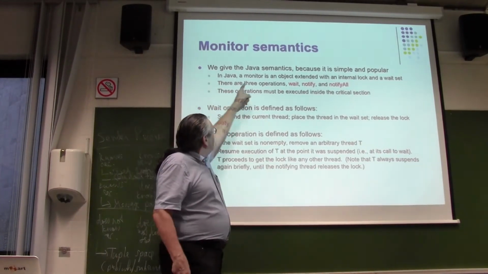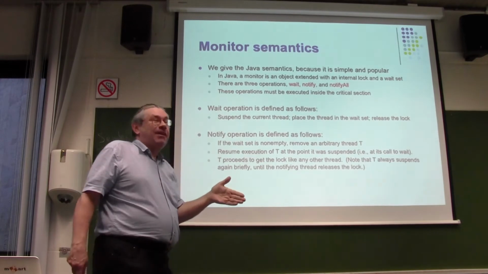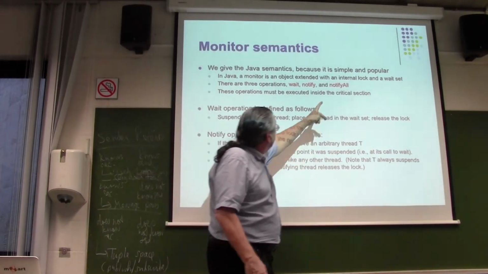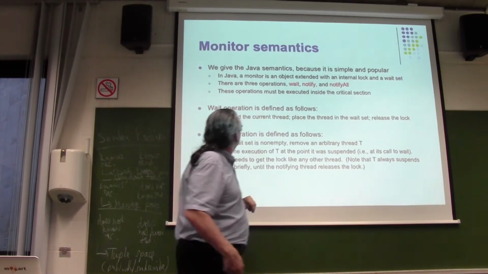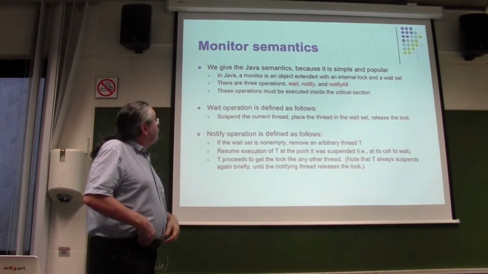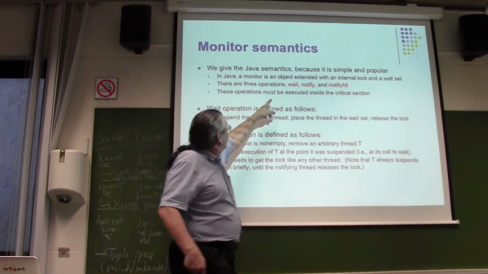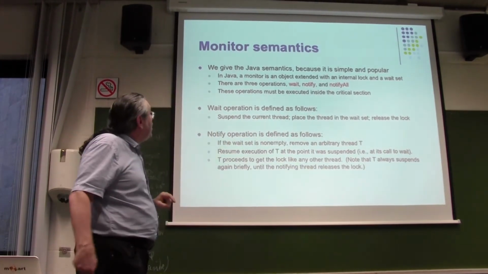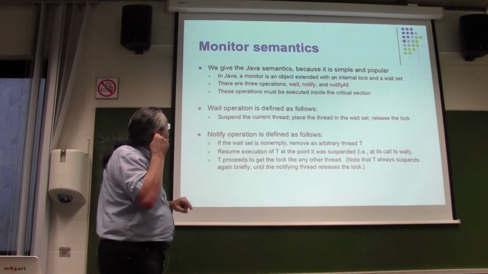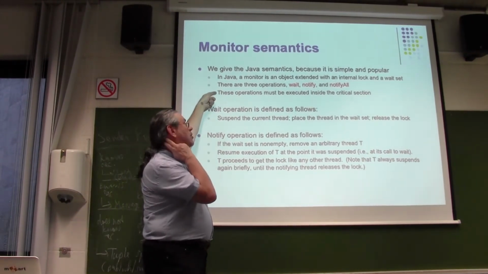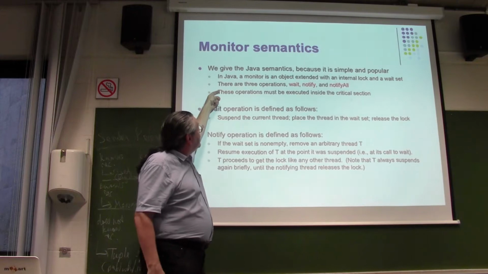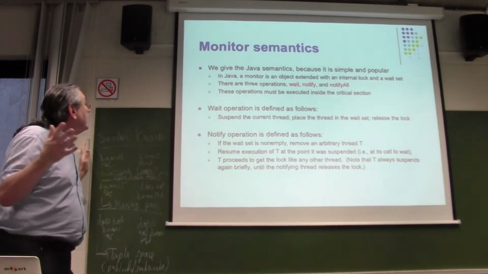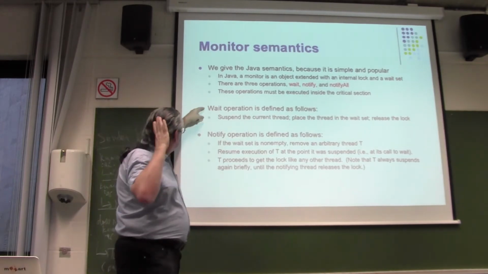So in Java, a monitor is an object, okay? In Java, it's object-oriented, and you extend it with a lock and a wait set. So this is called a synchronized object, and there are 3 operations: wait, notify, and a third one called notify all, okay? Of course, you have to execute them inside the lock, inside the critical section, never outside, otherwise it's buggy, okay? And here is the semantics.